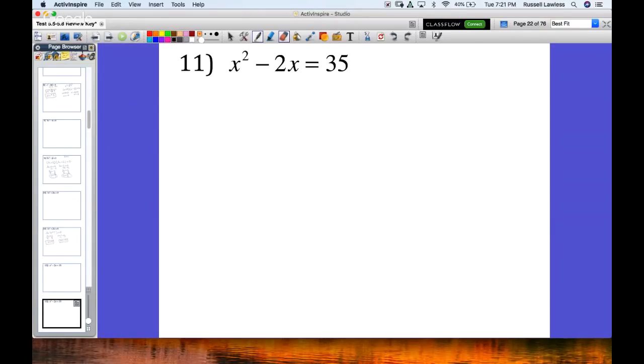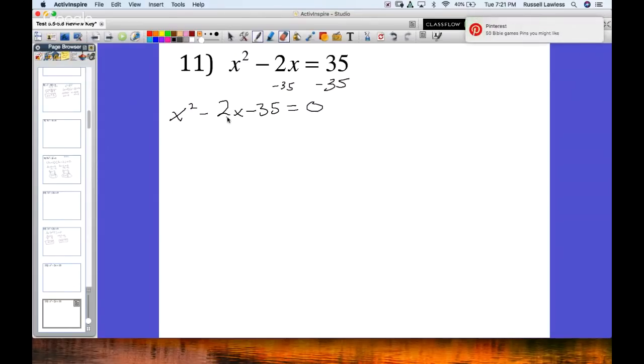11, x squared minus 2x is equal to 35. What I want to do is get rid of that 35, move it somewhere else. So we're going to move this 35 to the other side by subtraction. So that's going to give us then x squared minus 2x minus 35 equal to 0. So this is set up for us where now we can solve it.